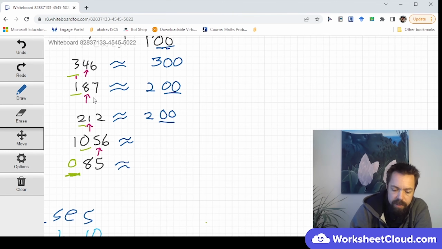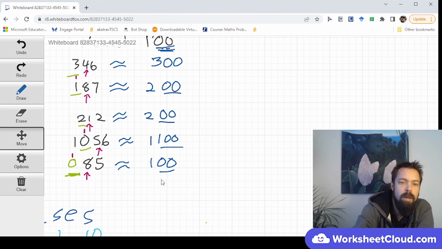Okay, having a look at the fourth one in the middle, so we're going to add 1 to the next column. Final answer 1,100, 2 zeros and 2 zeros. Lastly, we look at our tens column, we see it's going to go up, so we're going to add 1 to the hundreds column, and we're left with an answer of 100, 2 zeros, 2 zeros.